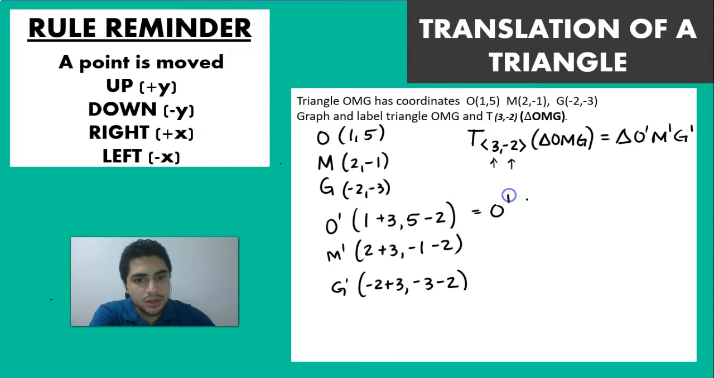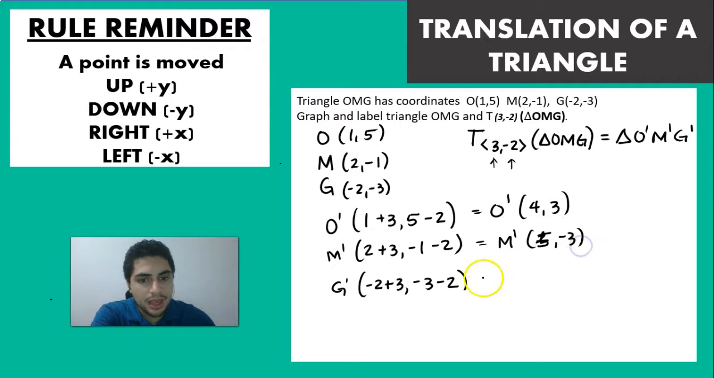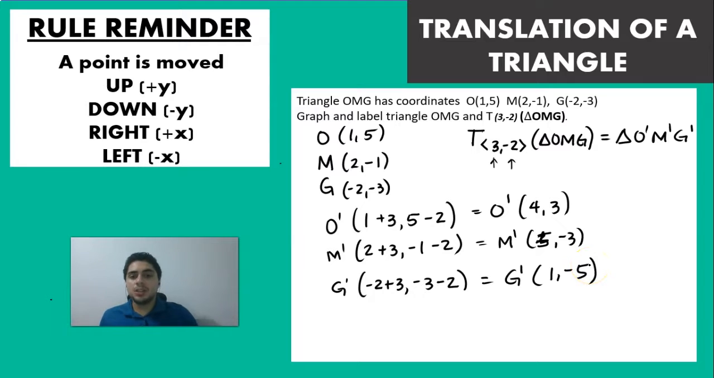So the final position of O is going to be (4, 3). The final position of M is going to be (5, minus 3). And the final position of G is going to be (1, minus 5), right? So our initial positions were (1, 5), (2, minus 1), (minus 2, minus 3), and the final positions are going to be (4, 3), (5, minus 3), and (1, minus 5).